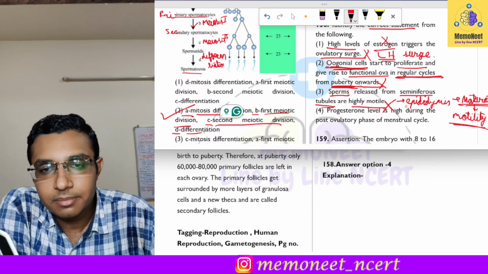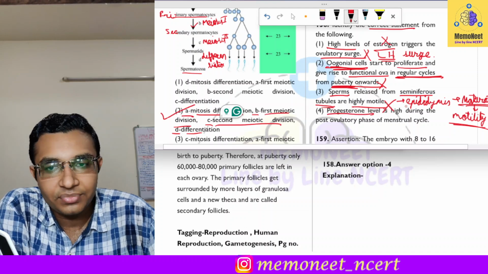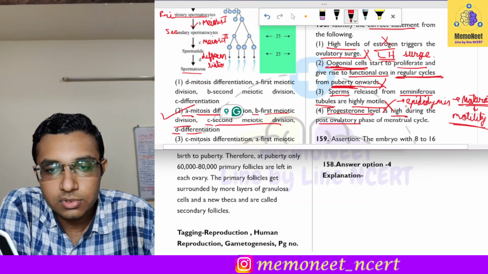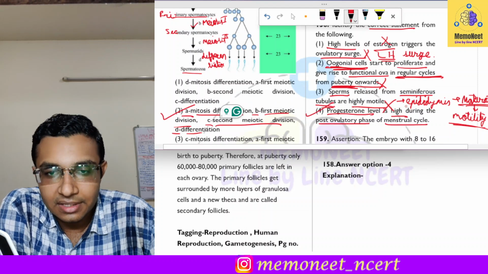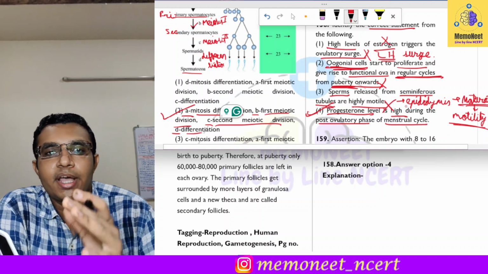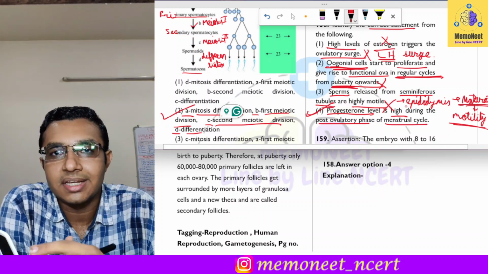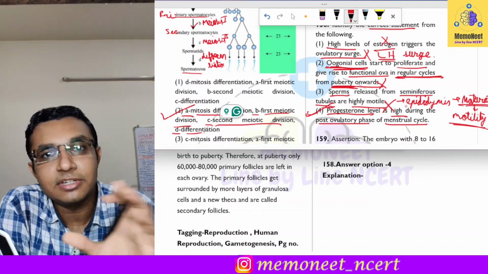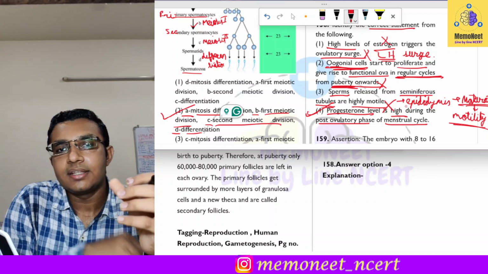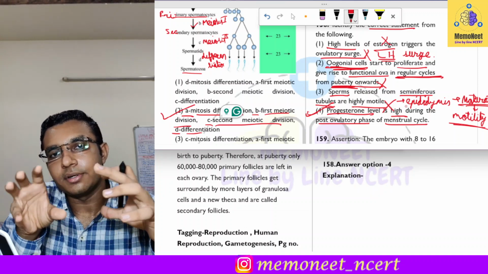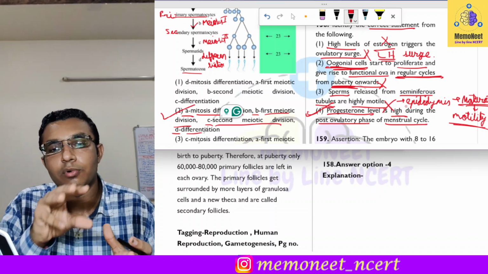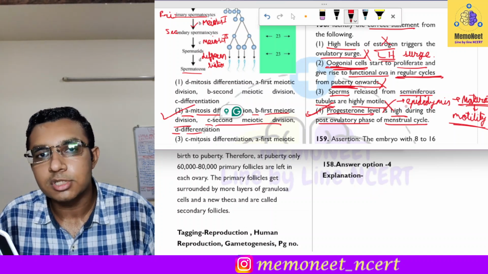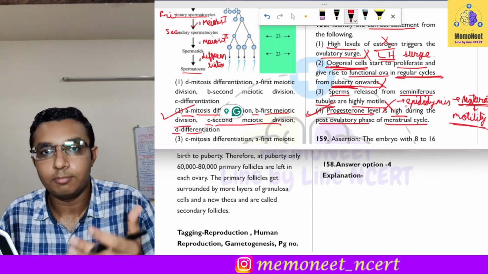The fourth statement is: the progesterone level is high during the post-ovulatory phase of the menstrual cycle. So is this statement correct? Yes, this statement is correct. So what happens is, after the ovulation has taken place, after the secondary oocyte has been released from the ovary, that Graafian follicle is converted into the corpus luteum, and this corpus luteum, which is present in the post-ovulatory phase, is responsible for the release of a high level of progesterone.